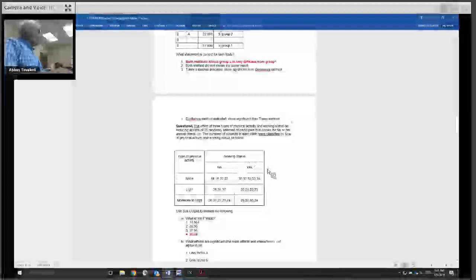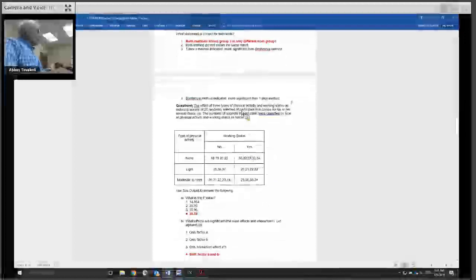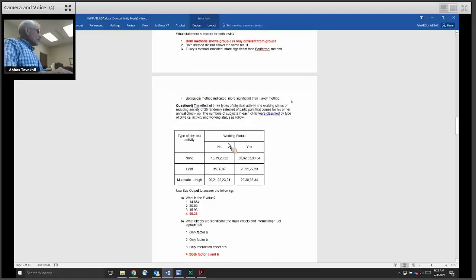Now question 4: we have two variables here, working status, where they work no or yes, and type of physical activity, where they did none, light, or moderate. So you have 3 levels by 2 levels. This design is called 3 by 2.